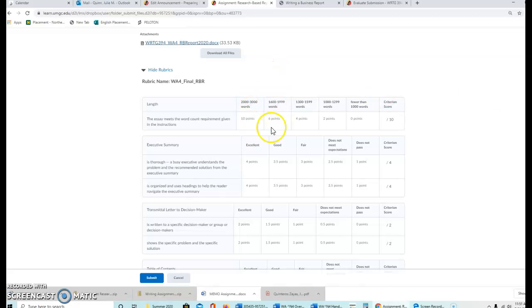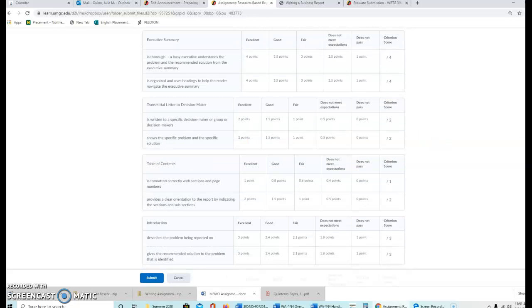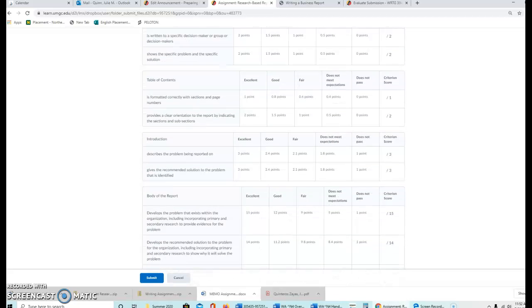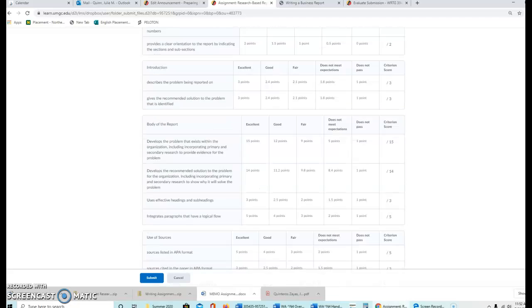so it's easier for you to follow along and grade. The length is 10% for the final submission, obviously not the draft. The executive summary, which you've already worked on. That transmittal letter is not your memo, just remember, but that's in here, and that's 4%. Table of contents is only 3, so it's not a big value, and I wouldn't waste a lot of time on that formatting. I would spend most of your time on the actual report. Here's the introduction to the report, and then the body of the report.